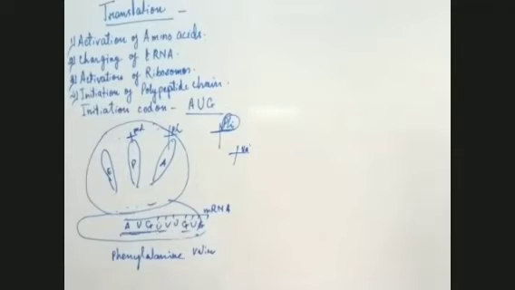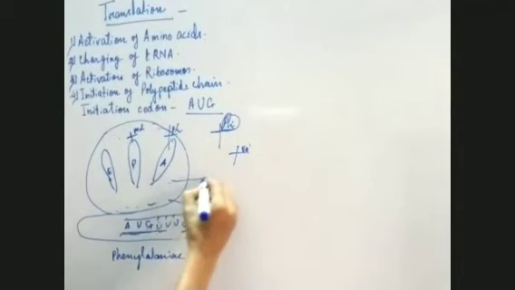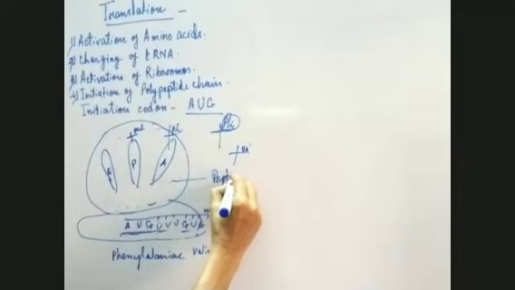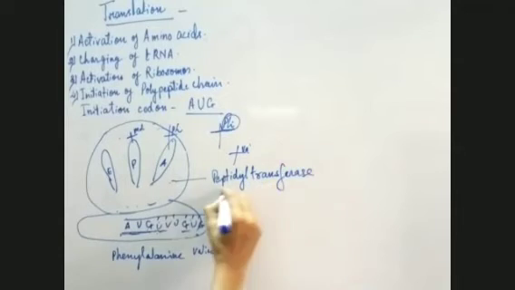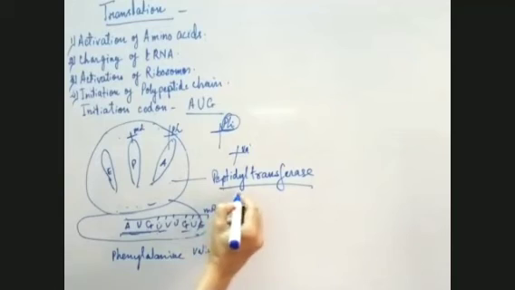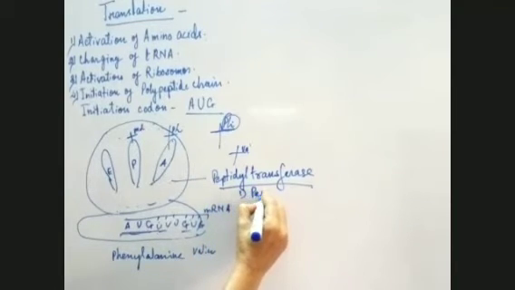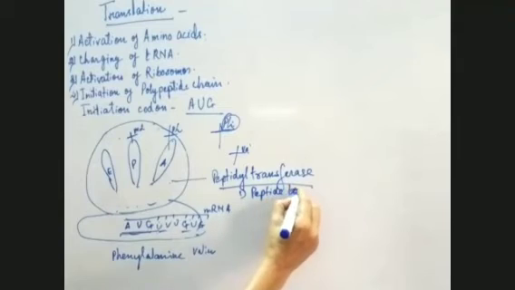No, that is required for activation of amino acids and charging of tRNA. The enzyme which is present in the larger subunit of the ribosome is peptidyl transferase. And I have told you it has two functions. Yesterday also I told you, today I am repeating it again. Number one function is formation of peptide bonds. It forms the peptide bonds between the amino acids.